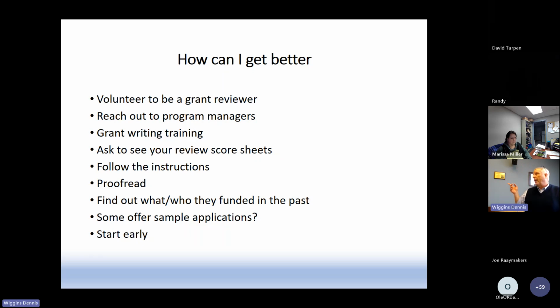I think Michelle mentioned ask to see your review score sheets. For most of us, I think in this state at least, they're public record. So not only, I shouldn't say this because it's going to cause more work, but not only if you ask me to see your review sheets, you could also ask me to see somebody else's grant application and their review sheets. We try not to be too accommodating for that. We're very accommodating in sharing your reviewer sheets.